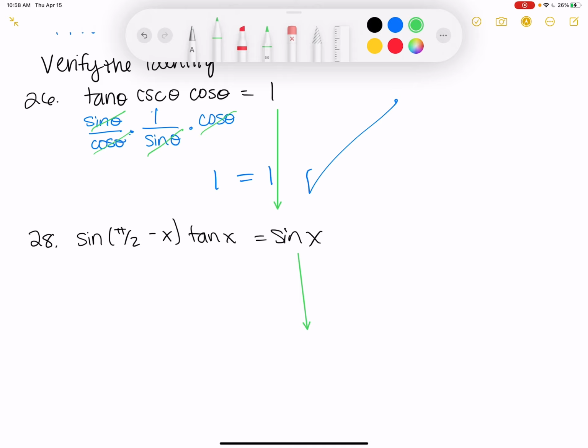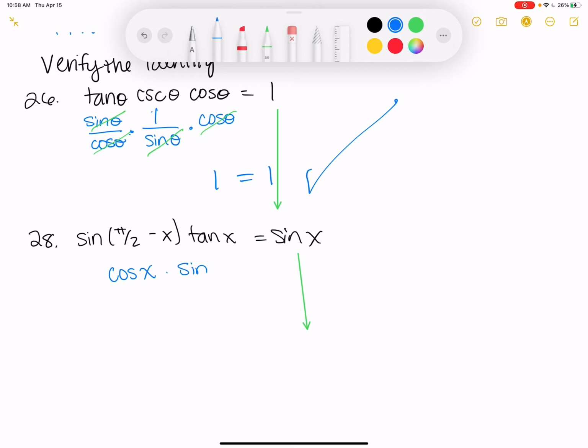Let everybody write the problem down. Okay, the first thing, the sine of pi over 2 minus x. What identity is that? The cosine of x, because it's a cofunction identity.